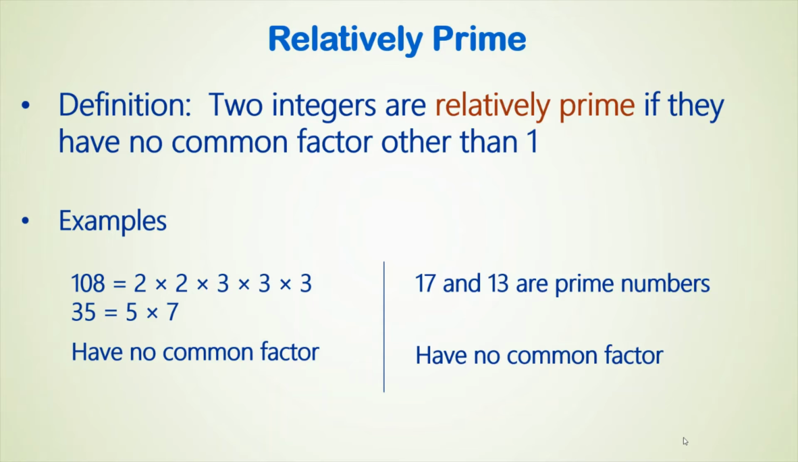Now let's look at another example, 17 and 13. Both of these numbers are prime numbers. They also do not have a common factor other than 1. So these two are also relatively prime to each other.